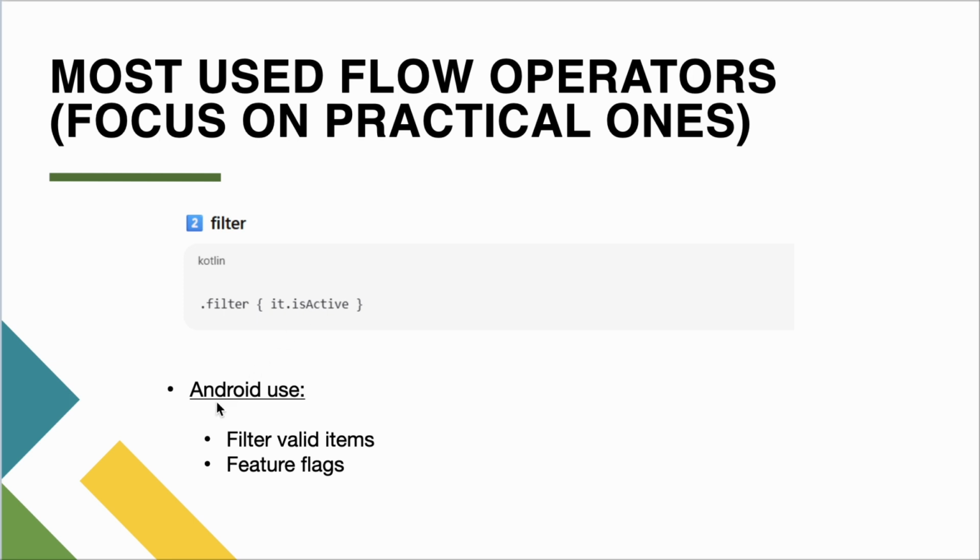The Android use case would be filtering valid items and feature flags. Assuming for example you would like to fetch the feature flags, right? If the server sends true, then we have to show this. If it is coming as false, then we have to show that. So these are the feature flags, right? That is very much useful. So in those cases you probably have to make use of the filter operator, or just to validate the correct items. You want to filter those items.